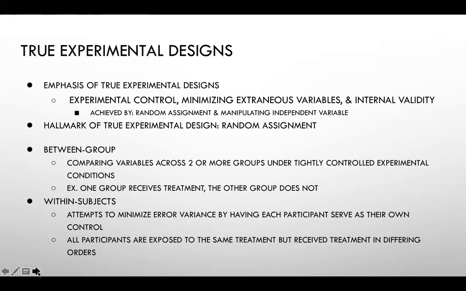There are a couple different types of true experimental designs we will be looking at today. We're going to start with the between group, which means that you're comparing variables across two or more groups in really controlled experimental conditions. So for example, one group receives treatment and the other group does not in your experiment. We're also going to be looking at within subjects designs, which is an attempt to minimize error variance by having each participant serve as their own control. All participants are exposed to the same treatment, but maybe in differing orders, frequency, duration, etc.